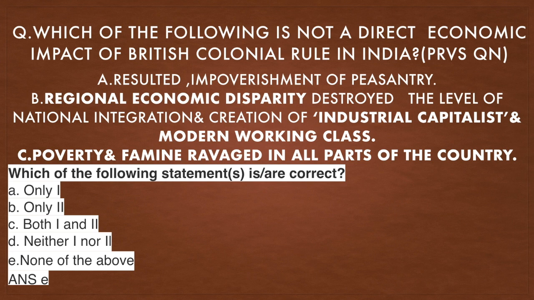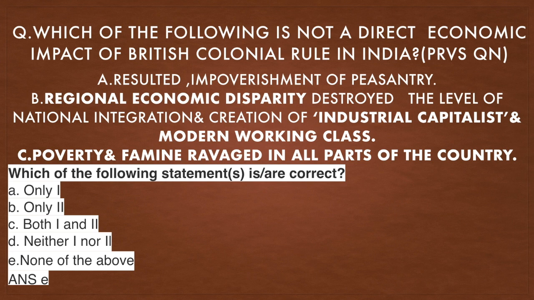The first statement is absolutely true, a direct impact of British economic rule: it resulted in the impoverishment of peasantry. Actually, peasants failed to pay their land revenue. The government put up their land for sale to collect the arrears of land revenue. During that time, peasants were considered as slaves. Hence, the first statement is absolutely correct.